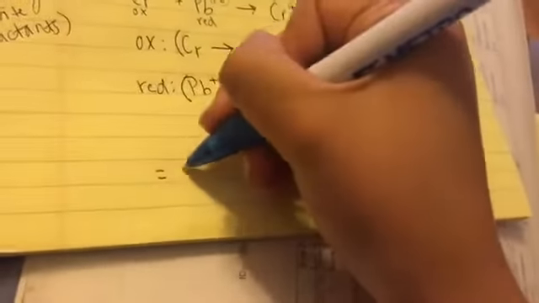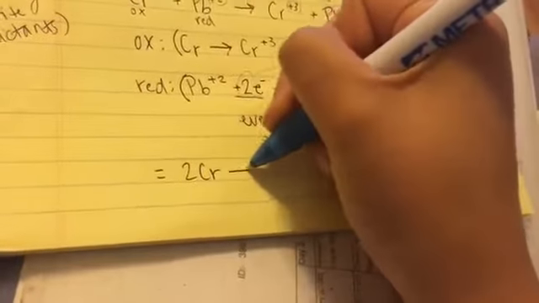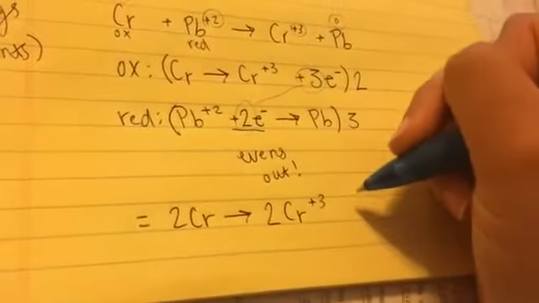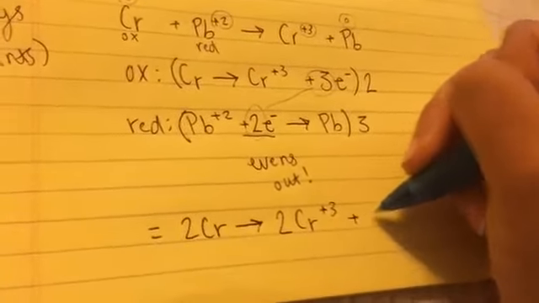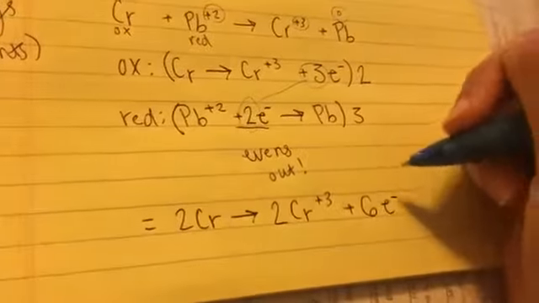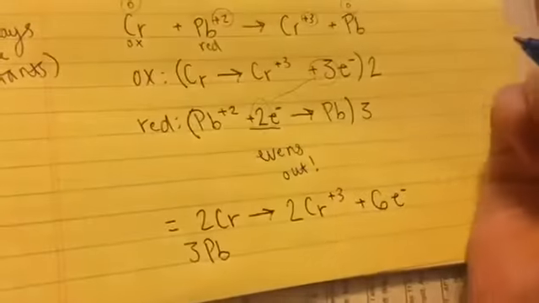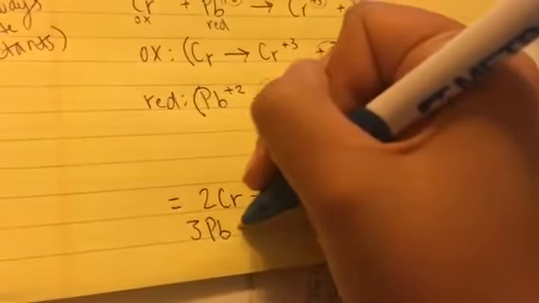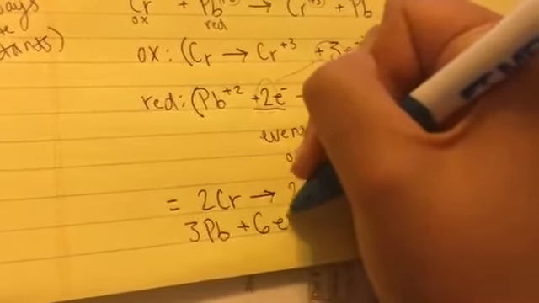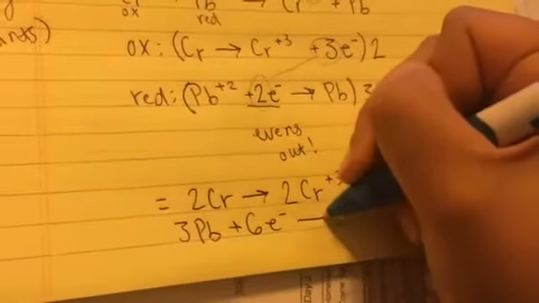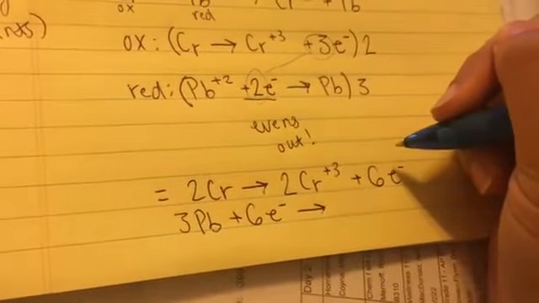After that is all balanced out, now we must complete it by multiplying, so we will end up with the oxidation with 2 chromium, arrow, 2 chromium with the +3 charge, plus 6 electrons, because 2 times 3 is 6. And for the reduction half reaction, we get 3 lead with the +2 charge, plus 6 electrons, with an arrow, and 3 lead.